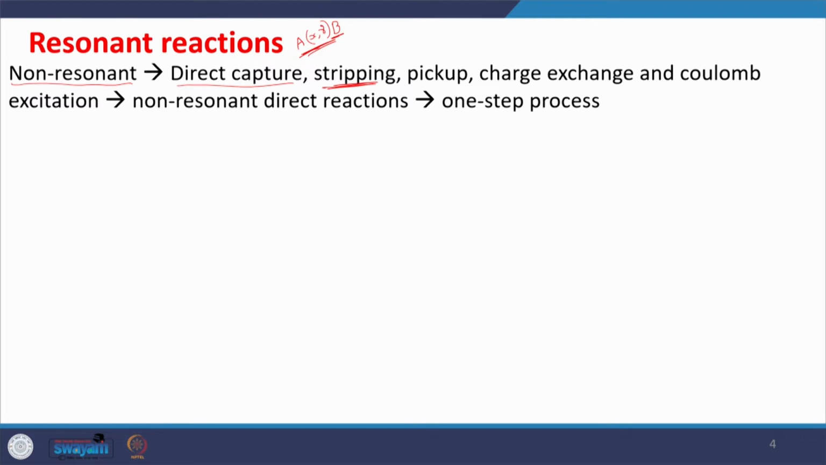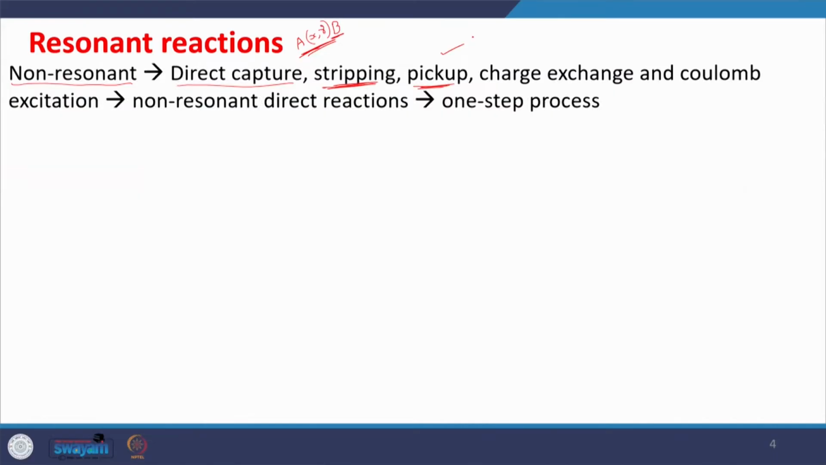Okay, so this is also an example of a non-resonant reaction. Then, pickup reaction. If parts of the incident nucleus are absorbed by the target nucleus, then we call it a pickup reaction. And if there is no change in the mass number, and only the exchange of charge takes place, then we call it a charge exchange process.